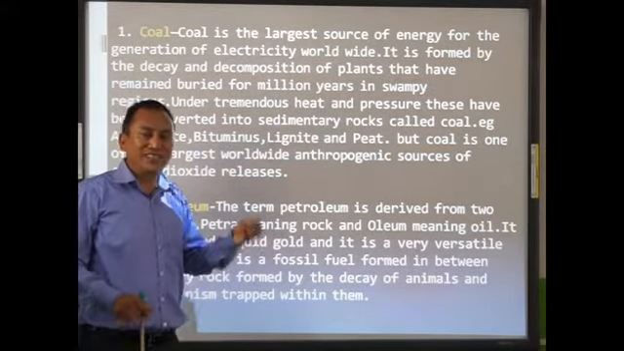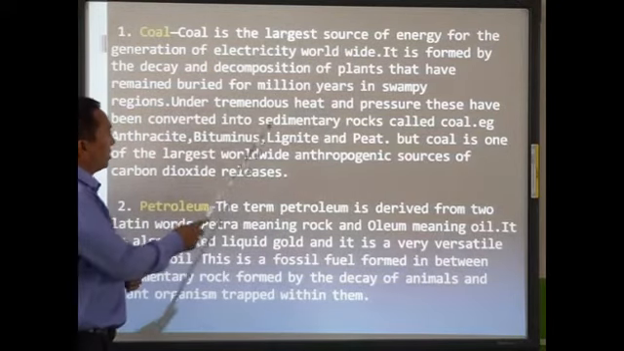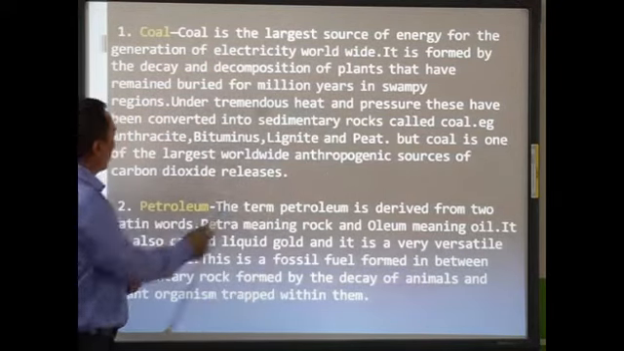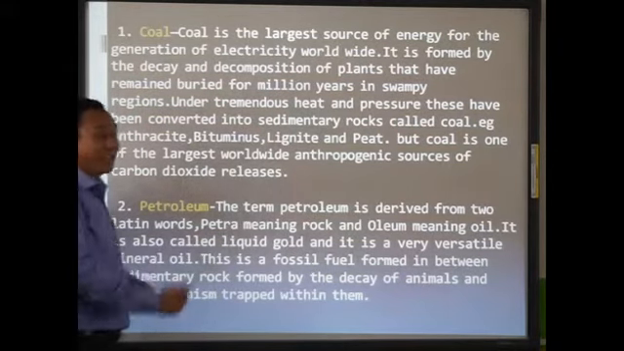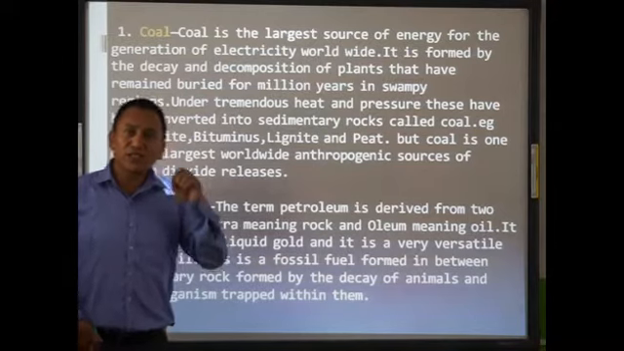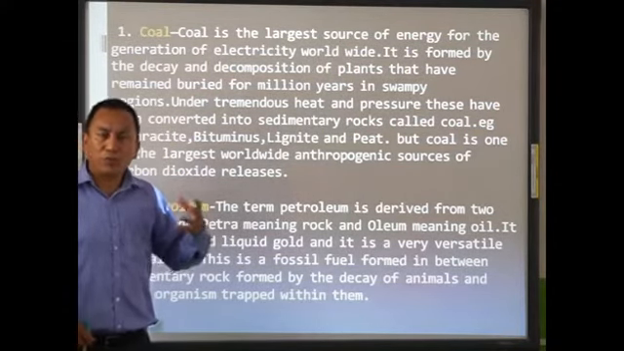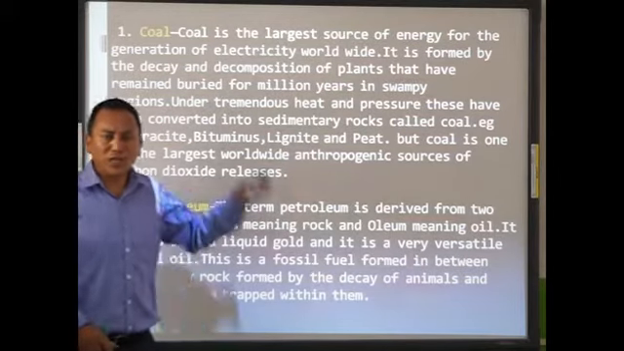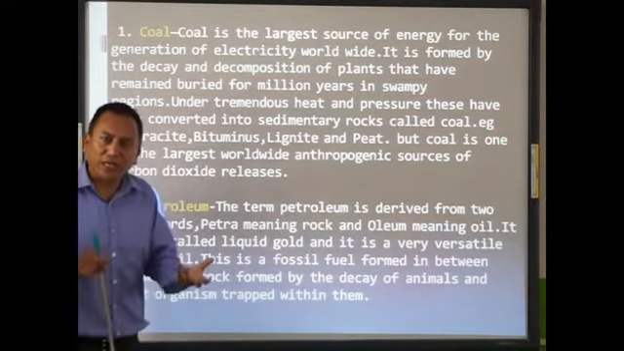The more the carbon content, the better, and so on. So see, anthracite, bituminous, lignite and peat. But coal is one of the largest worldwide anthropogenic sources of carbon dioxide releases. Coal adds a tremendous amount of carbon dioxide to the environment when we burn it. So coal is an example of a non-renewable source of energy, which we cannot use again and again.